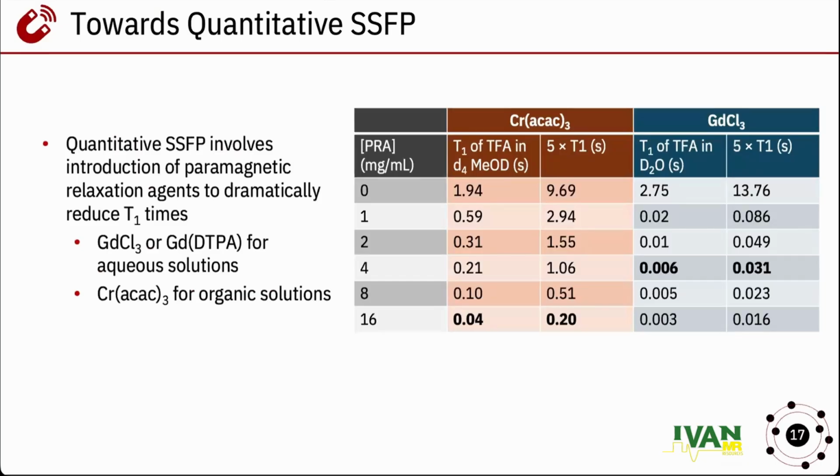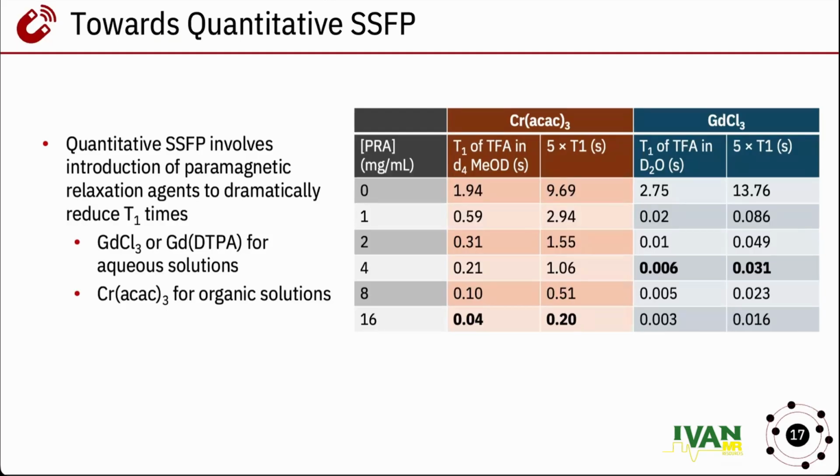What's the best way to get nuclei to relax in NMR? It's, of course, to use paramagnetic relaxation agents. So what I've done here is develop two parallel NMR experiment methods. One in organic solvents that uses everybody's favorite chromium acetylacetonate to reduce the relaxation times, and one in aqueous solvents that's using gadolinium chloride or gadopentetic acid, again, to reduce that T1 time, that relaxation time.